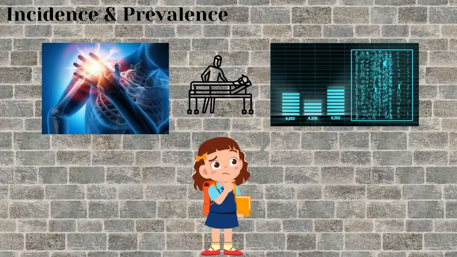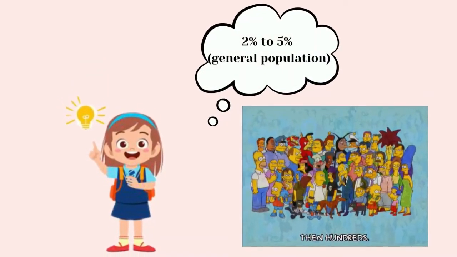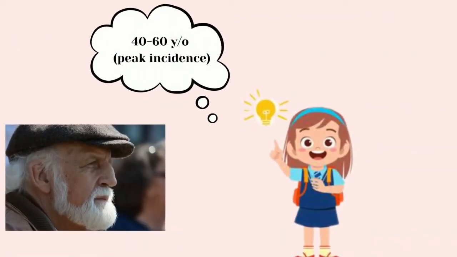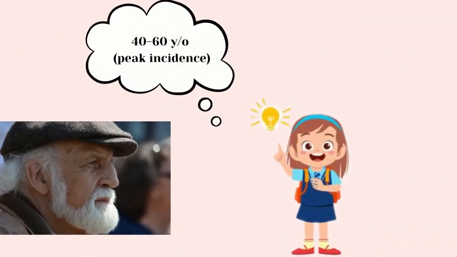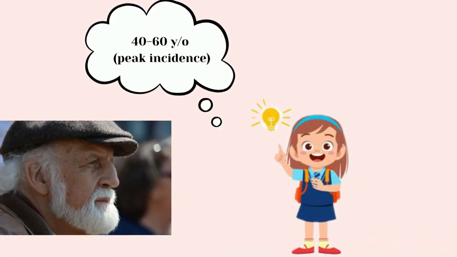Next is incidence and prevalence. The incidence of frozen shoulder among the general population is about 2% to 5%. It is also stated that 40 to 60 years old is the peak incidence for developing frozen shoulder, and outside of this age group it is rare.